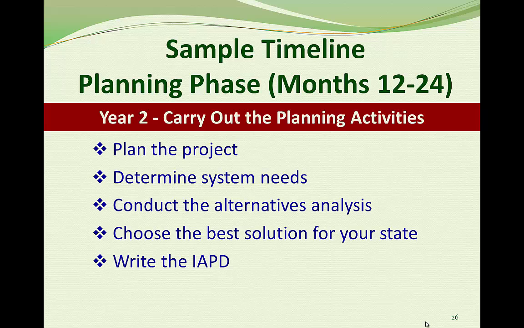During this year, the state agency will plan the project in detail, determine the system's needs, conduct the alternatives analysis, choose the best solution for your state based on your needs, develop the schedule and budget, plan for project management, risk mitigation, testing, and training, and write the IAPD. If all these tasks go like clockwork, that takes us through year 2.